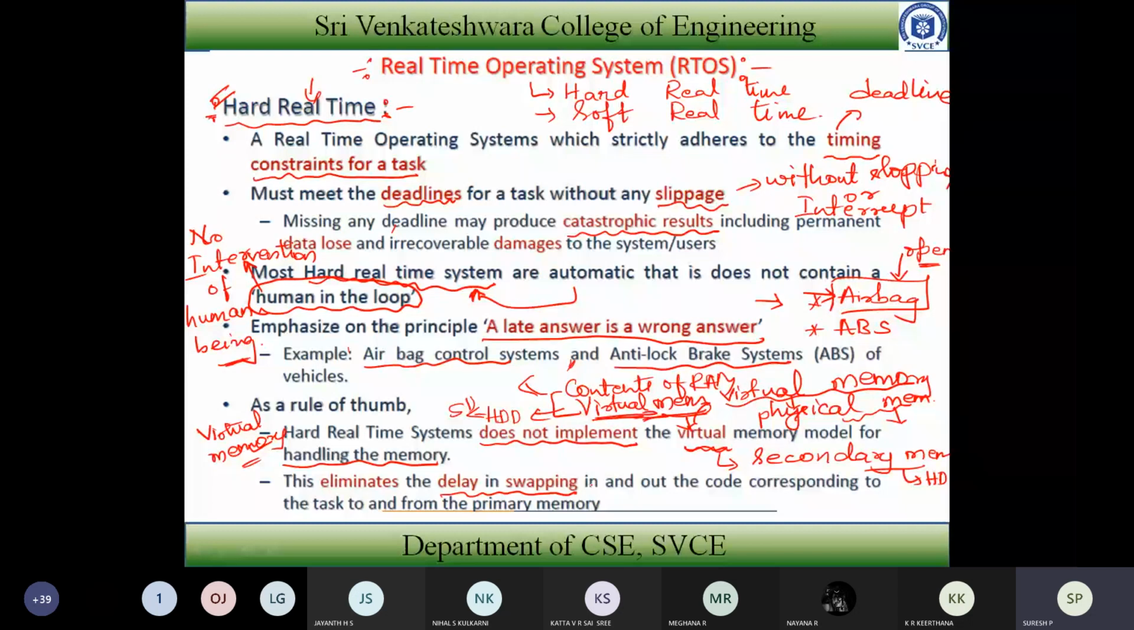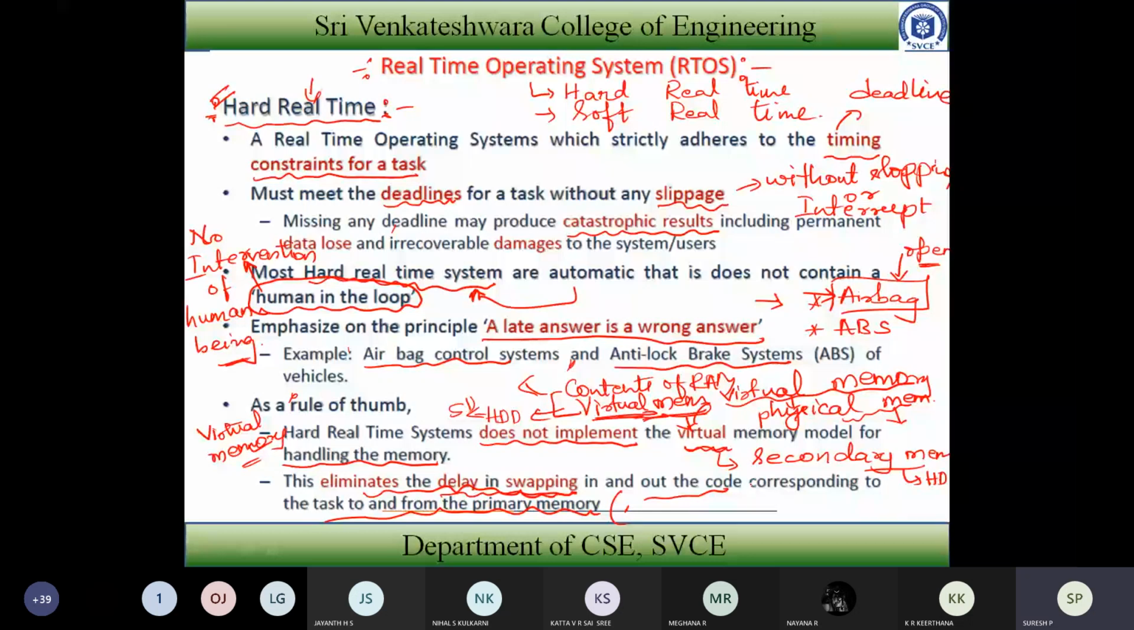Now, if you are using virtual memory, it is running in tandem. So it is going to eliminate the delay in swapping in and out of the code corresponding to task 2 to and from the primary memory. That is one advantage which you are going to have when you are making use of virtual memory. If you are not using virtual memory, you will have the delay in swapping.